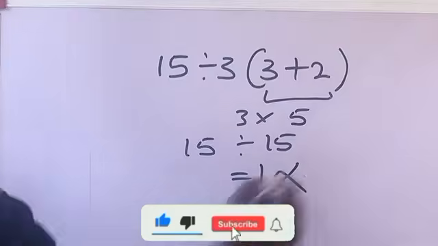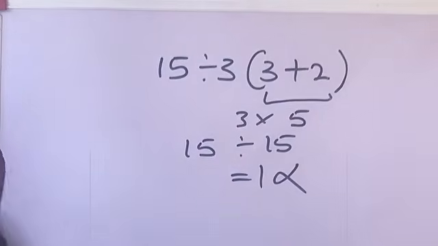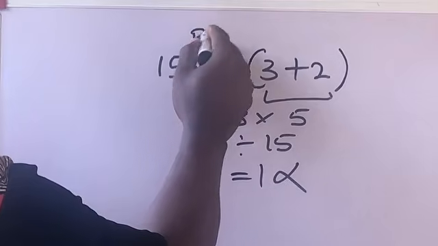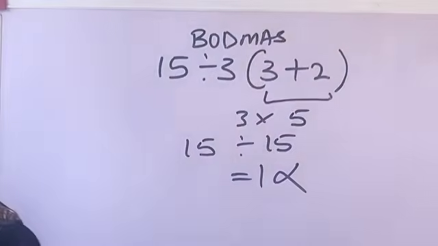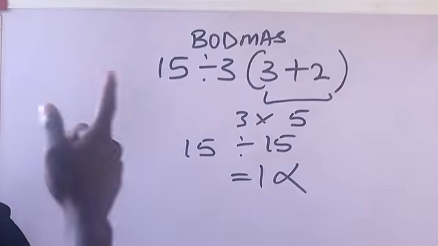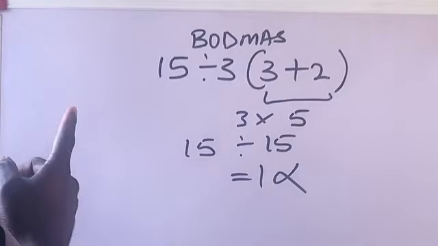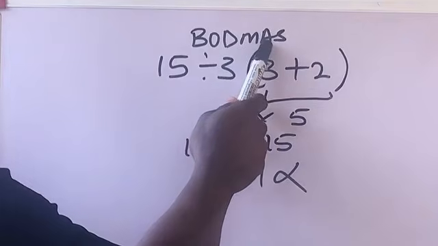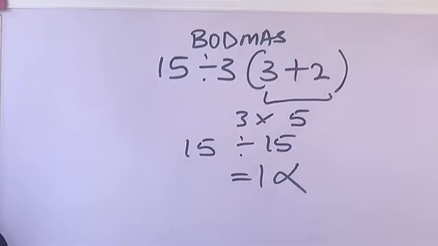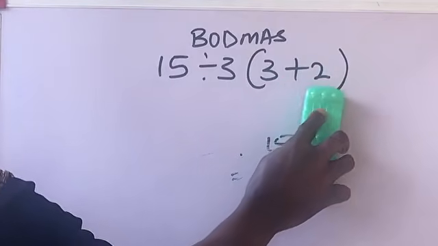But this answer is not correct. According to the order of operations, BODMAS, we have to first of all solve what is inside the bracket. Then we divide, multiply, add, then subtract.